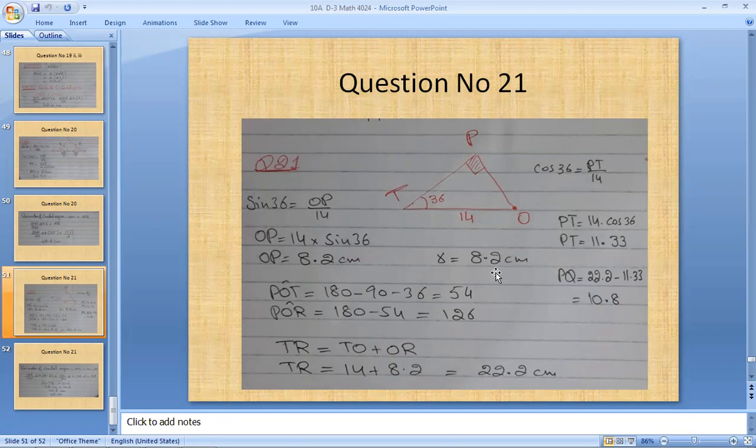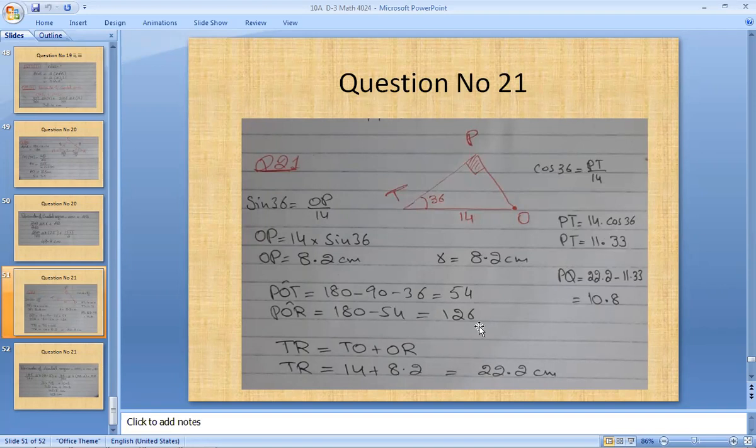And in the same way, I can find out the PT. So you see here, I'm trying to find out the PT. The PT will be equal to cos of 36, that will be the base by hypotenuse, that is PT by 14. So PT is equal to 14 multiplied by cos 36, and that will be 11.33. So now I know PT is 11.33 centimeters.